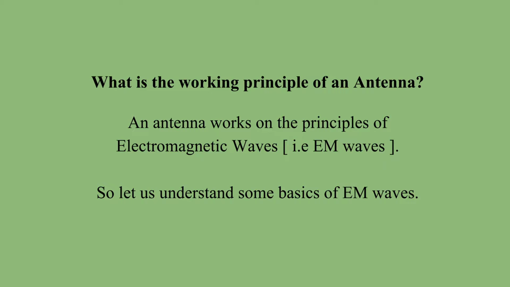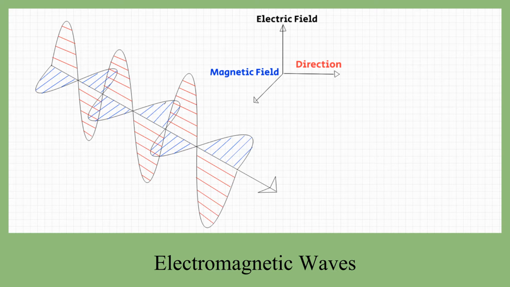So, what is the working principle of an antenna? It works on the principle of electromagnetic waves, which are commonly known as EM waves. So, let us understand some basics of EM waves. This is the graphical representation of electromagnetic waves.